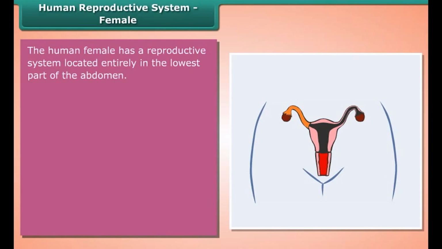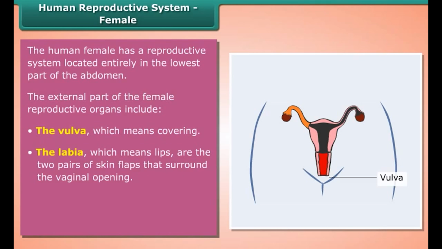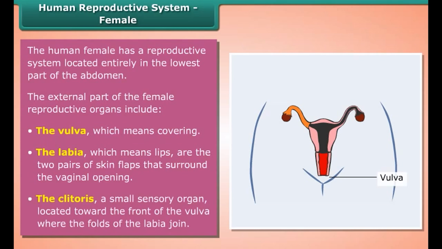Human reproductive system. Female. The human female has a reproductive system located entirely in the lowest part of the abdomen. The external parts of the female reproductive organs include the vulva, which means covering. The labia, which means lips, are the two pairs of skin flaps that surround the vaginal opening. The clitoris is a small sensory organ located toward the front of the vulva where the folds of the labia join.